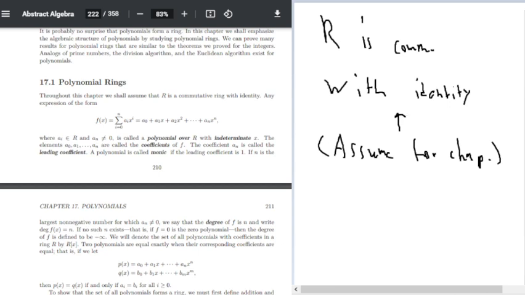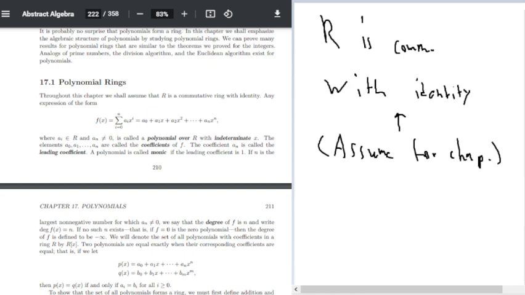Alright. Any expression of the form f of x equals the sum from i equals 0 to n of a sub i x to the i, which is equal to a_0 plus a_1 x plus a_2 x squared all the way to plus a_n x to the n, where a_i is in R and a_n is not equal to 0, is called a polynomial over R with indeterminate x. The elements a_0, a_1, all the way to a_n are called the coefficients of f. The coefficient a_n is called the leading coefficient. A polynomial is called monic if the leading coefficient is 1.